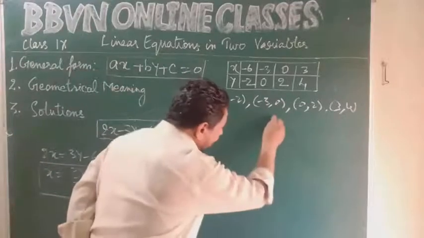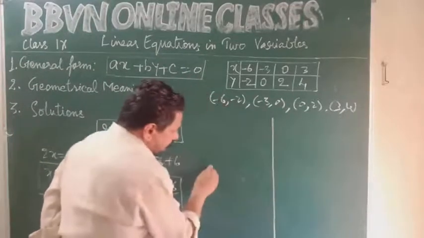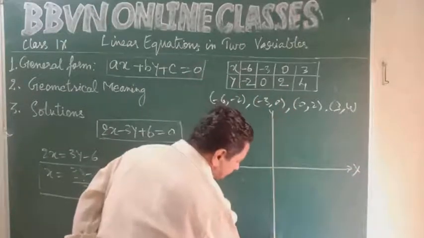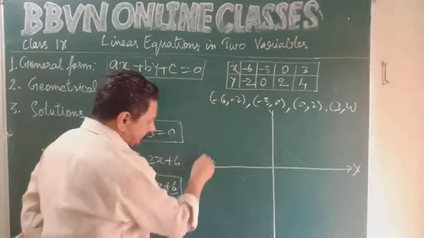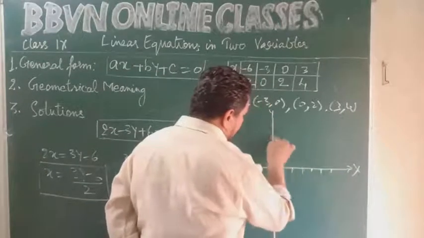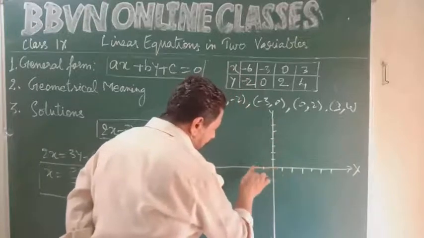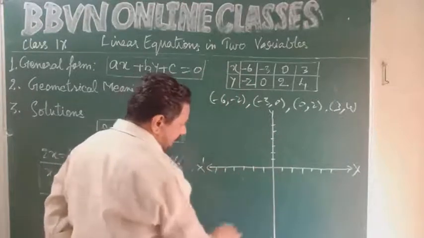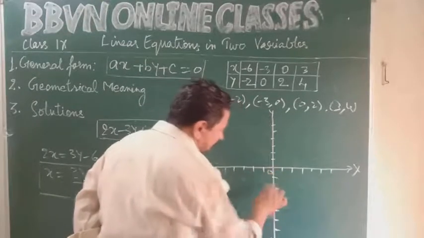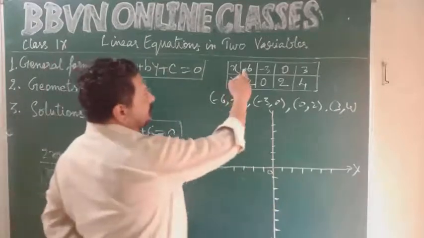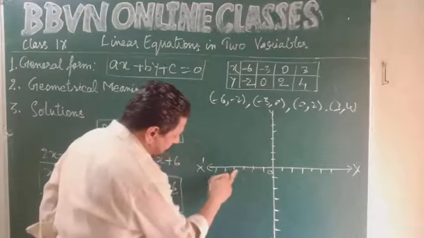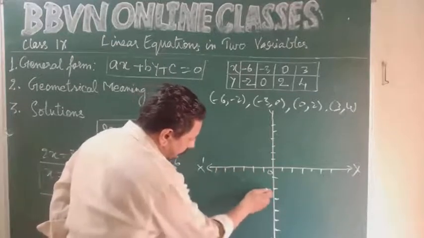Let's plot the graph. X, y, y dash, x dash. 1, 2, 3, 4, 5, 6. 1, 2, 3, 4, 5, 6. Minus 1, minus 2, minus 3, minus 4, minus 5, minus 6. Minus 1, minus 2, minus 3, minus 4, minus 5, minus 6. 0. Now, x is minus 6 and y is minus 2.